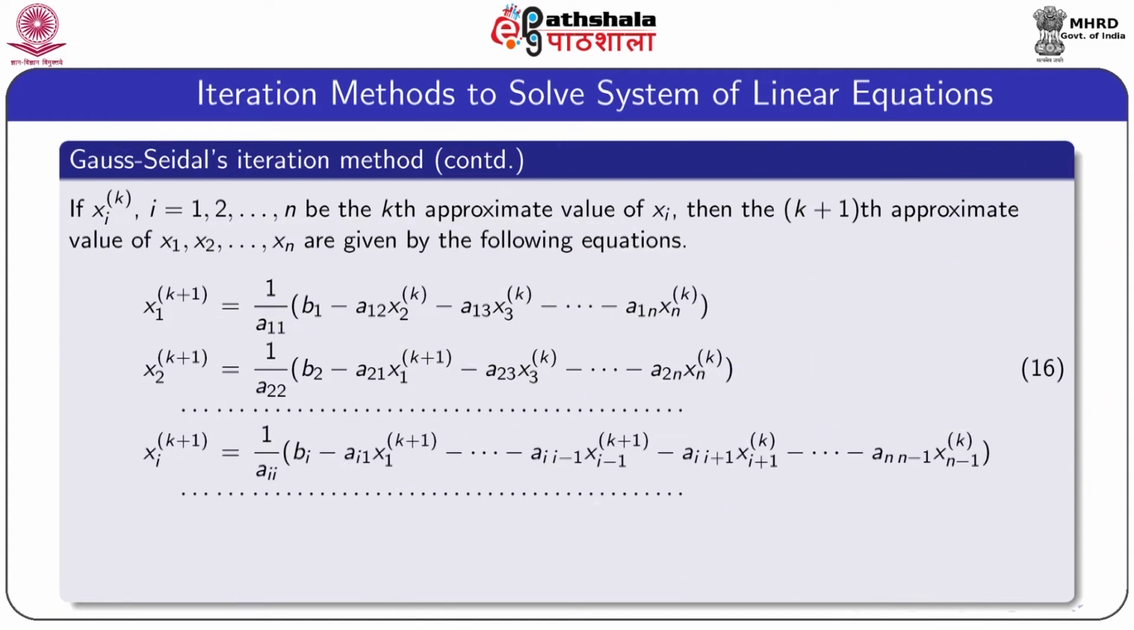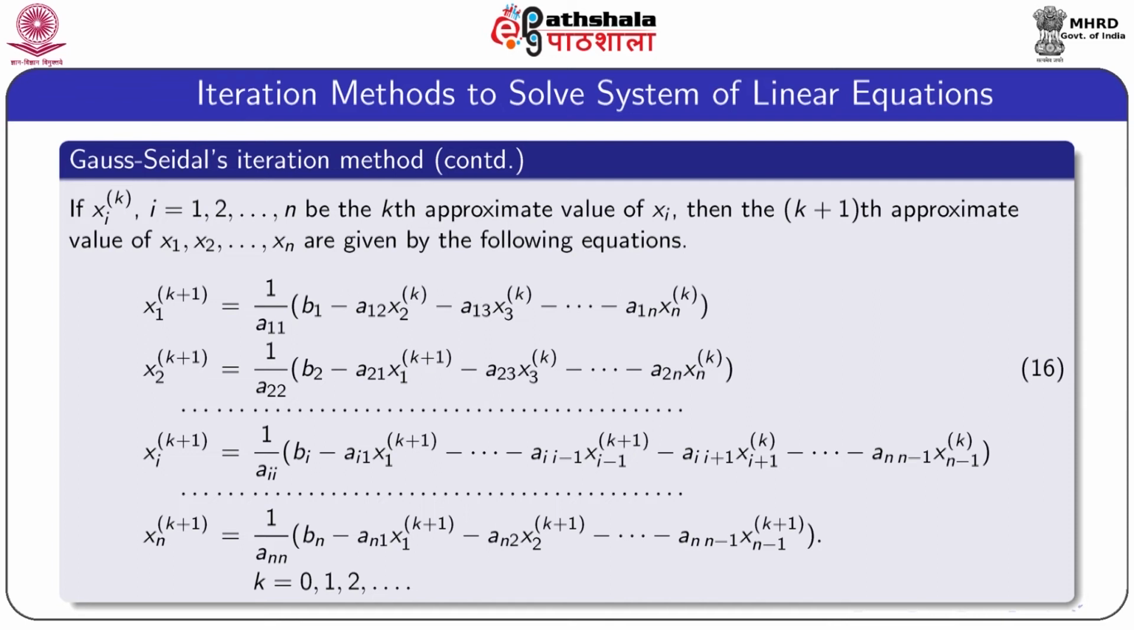And for the ith equation, for the ith variable, xi k plus 1 is obtained by this equation. Note that the k plus 1 iterated values of the variables x1 to x(i minus 1) are used, while the kth iterated values of the variables x(i plus 1) to xn are used to calculate the k plus 1 iterated value of the variable xi. And for the last equation, we use the k plus 1 iterated values of the variables x1, x2 up to x(n minus 1) to get the value of xn at the k plus 1 iteration. And this iteration scheme is valid for all k equal to 0, 1, 2 and so on.